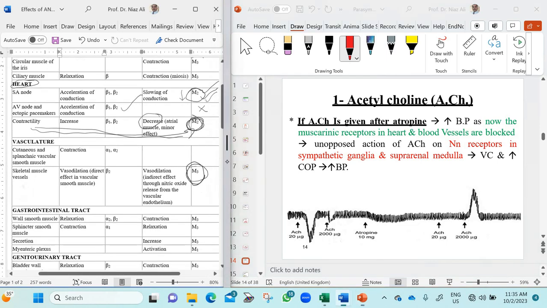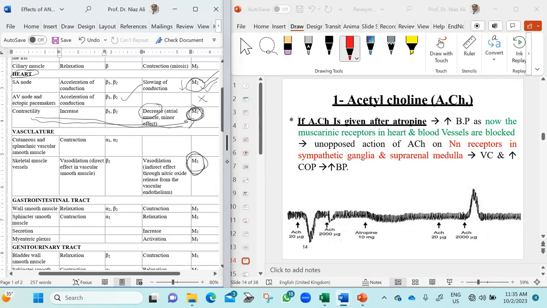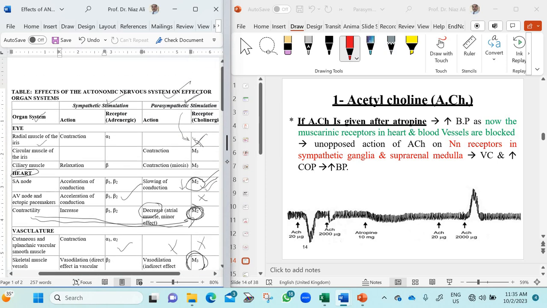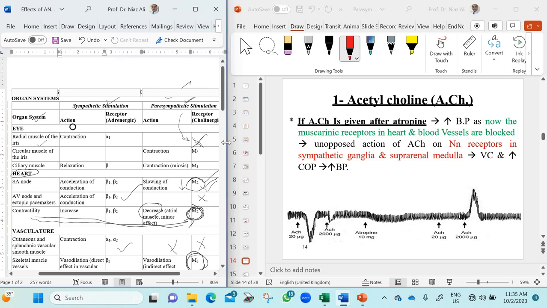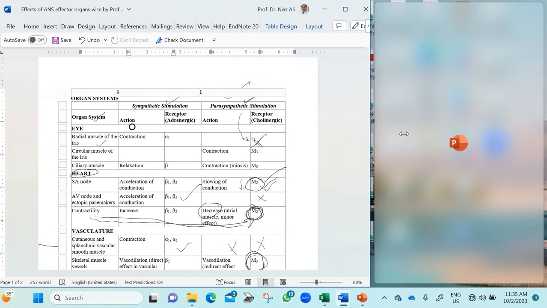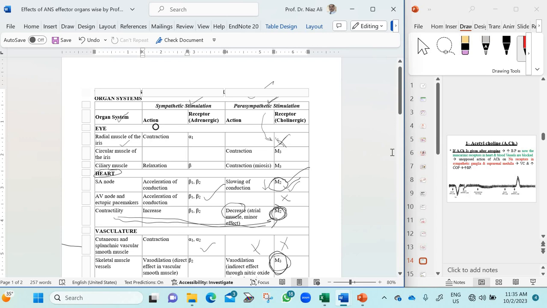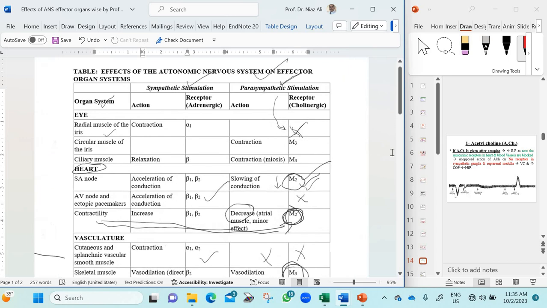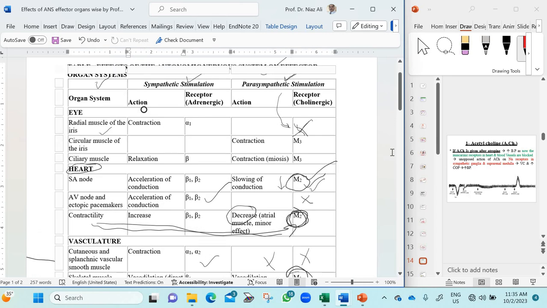So on the vasculature, you see the cutaneous vasculature is only supplied by the sympathetic, and there is no parasympathetic division supply. And let me go to the organ wise effect now. I will now shift, to make things easy for you, to the left side of my lecture, and let me summarize it for you.